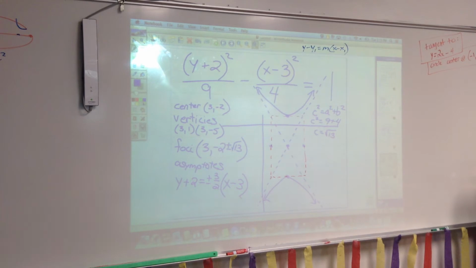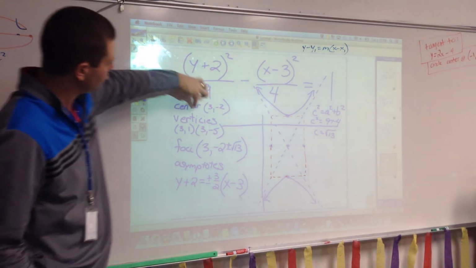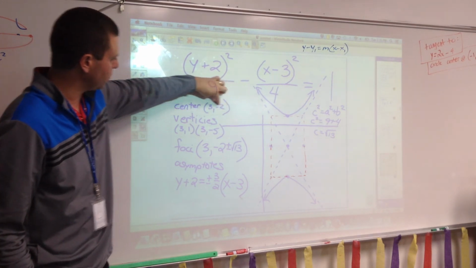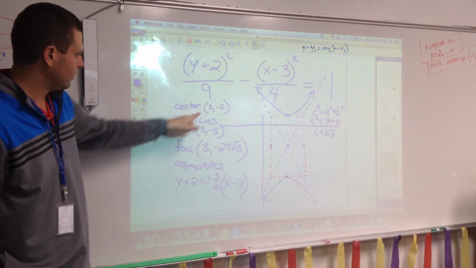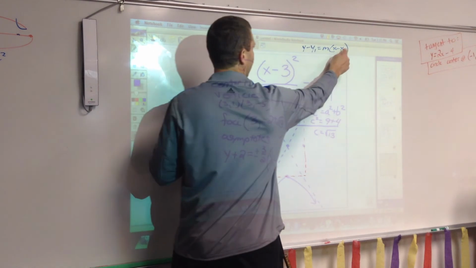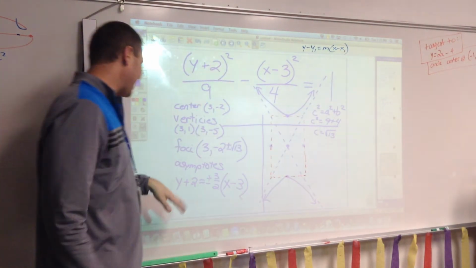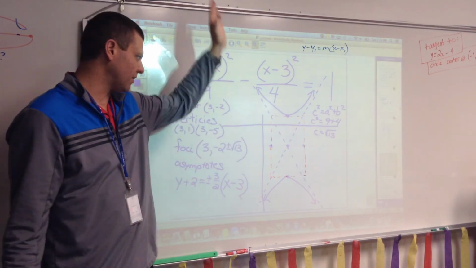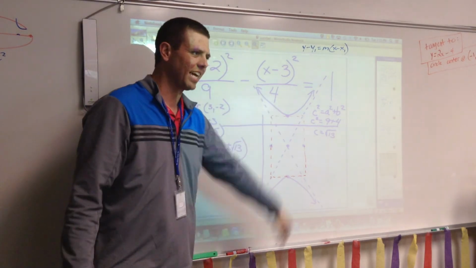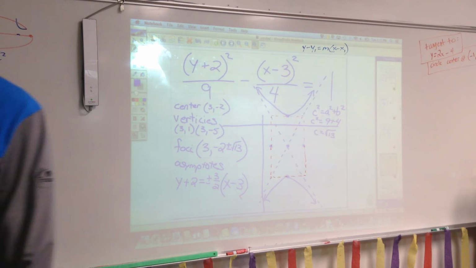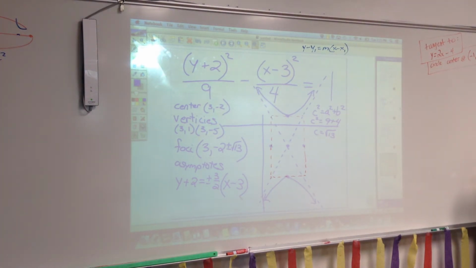So I would just write my two equations using point slope form, knowing again that this is the point that both asymptotes pass through. So 3 is my x1, negative 2 is my y1, and then my slope, one of them has a positive 3/2 slope, the other one has a negative 3/2 slope. Okay, so that's what I would do to complete the equations of those asymptotes.